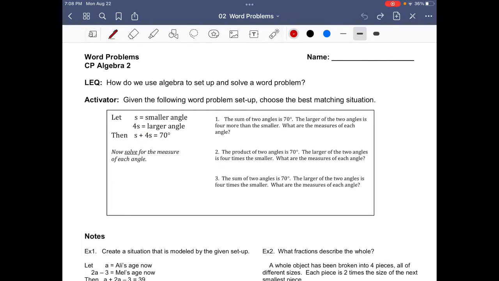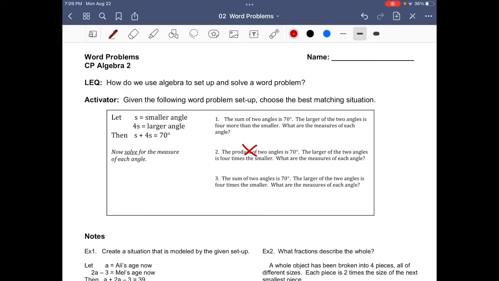How about number 2? The product of two angles is 70. Now we see the word product. Product is going to imply multiplication. As we've already noticed, we have the sum or the addition of these angles. So I'm not liking the way that matches up.